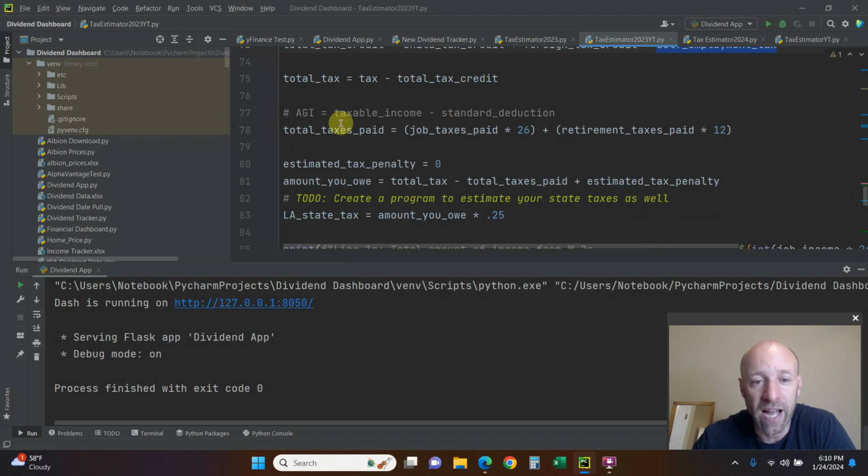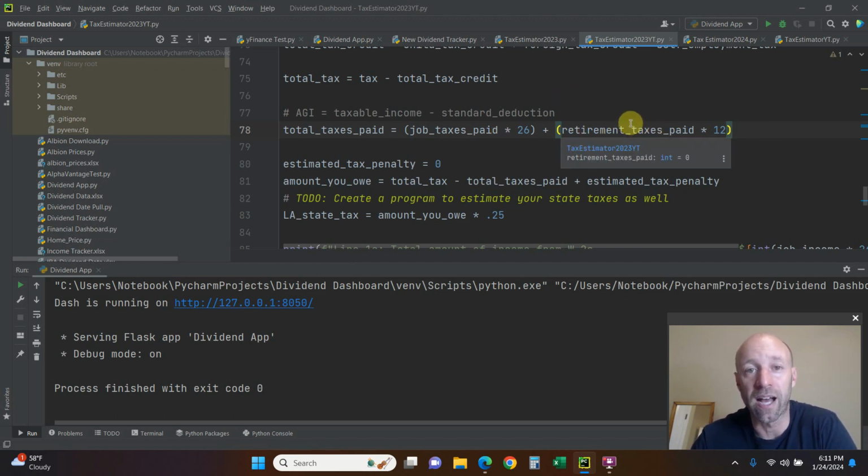And then your total taxes paid, remember we calculated that, the job taxes paid and retirement taxes paid. And so if you did estimated taxes throughout the year that's not on your W-2 or not on your retirement, I'm not sure how you could do that. I don't know if you could pay the IRS directly. I think you have to do it through your job. But you would add that here after putting a variable.